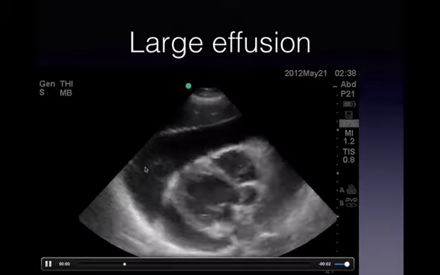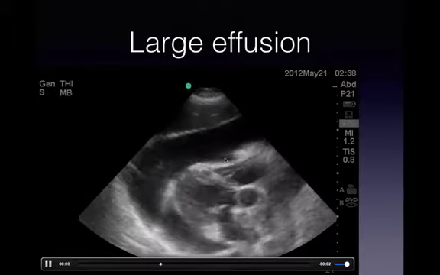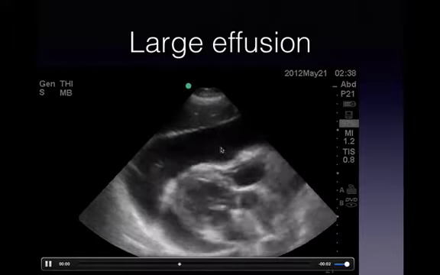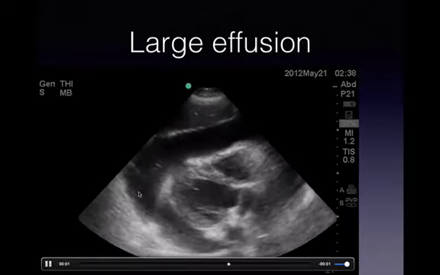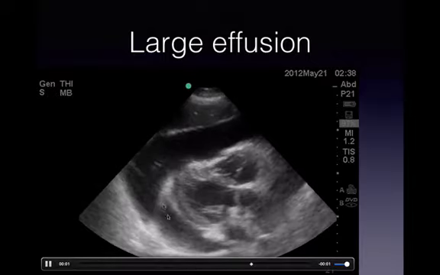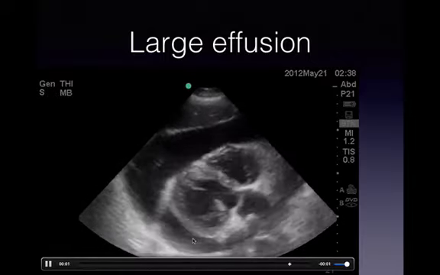Here's a very large effusion we see on a subxiphoid view, and again we see that the wall of the right ventricle tends to collapse into the right ventricle in early diastole. This pericardial fluid comes all the way around here and all the way here anteriorly.